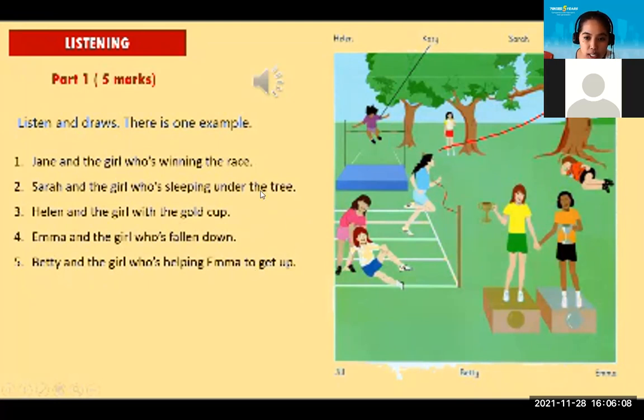Jane and the girl who's winning the race. So we connect this one. Before that, let's listen first.